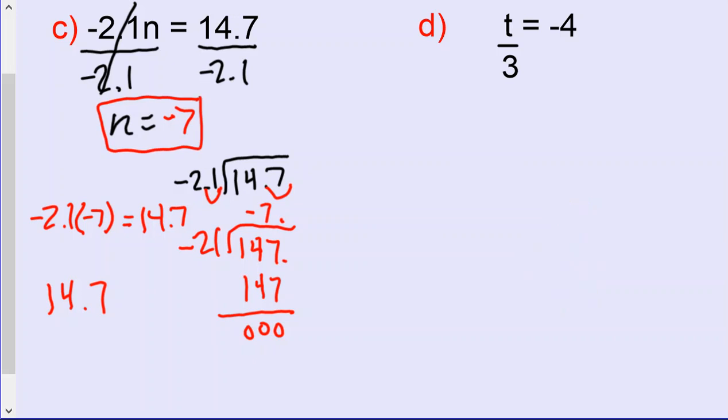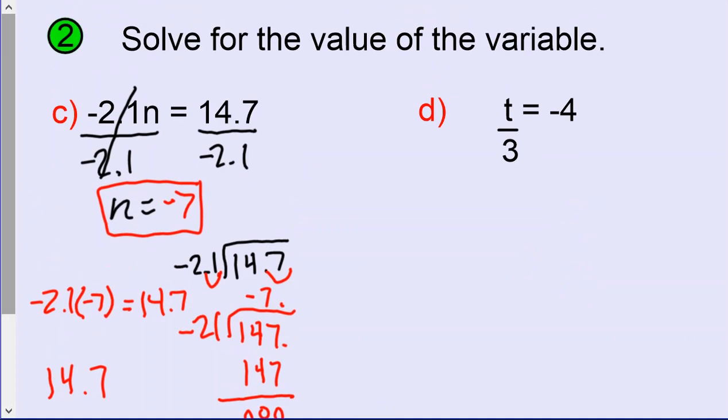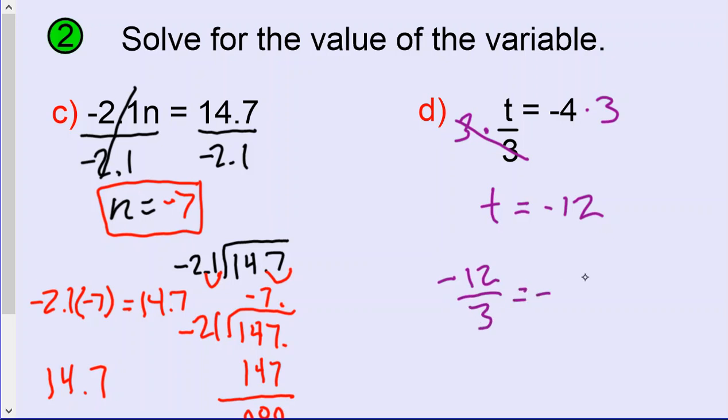Alright, and then for the second one over here, for D, we have t divided by 3 equals negative 4. So we're going to do the opposite of division, which is multiplication. So we're going to multiply by 3. Multiply by 3. These 3's will cancel out. We'll be left with t is equal to negative 12. Negative 4 times 3 would be negative 12. And if we put negative 12 divided by 3, we would get negative 4. So t is equal to negative 12.